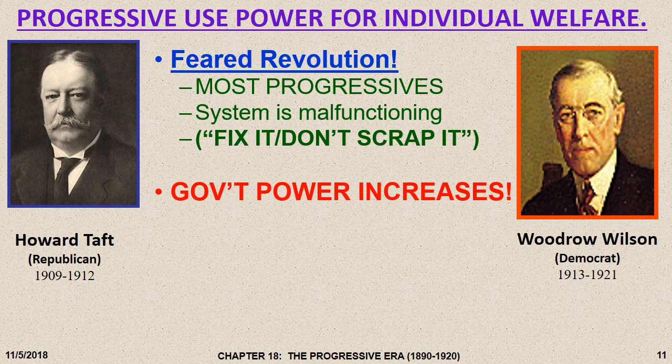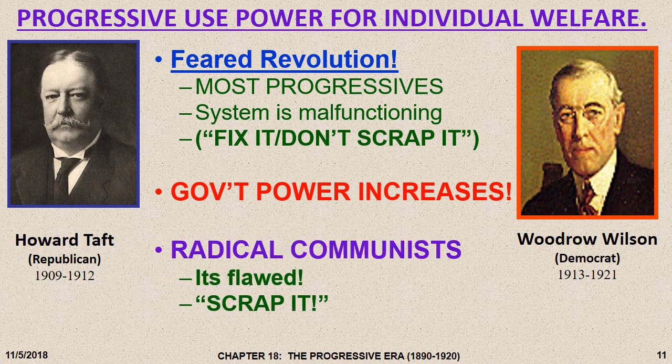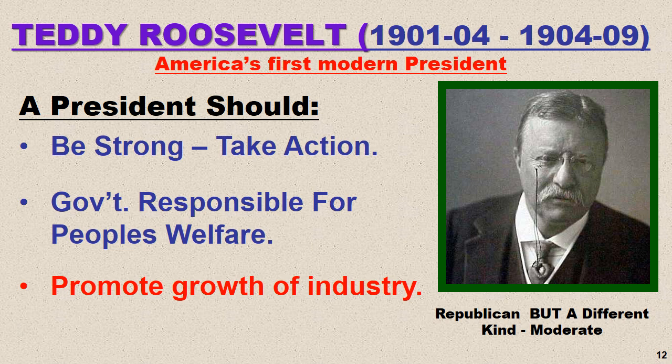But with this, government power is going to increase. So it is kind of an emergency situation that develops over time, and it's bad enough that political leaders are elected into office by the people to make these changes. And the muckrakers and our writers and journalists are helping fuel that. The radical communists, of course, would say it's flawed, scrap it, start all over.